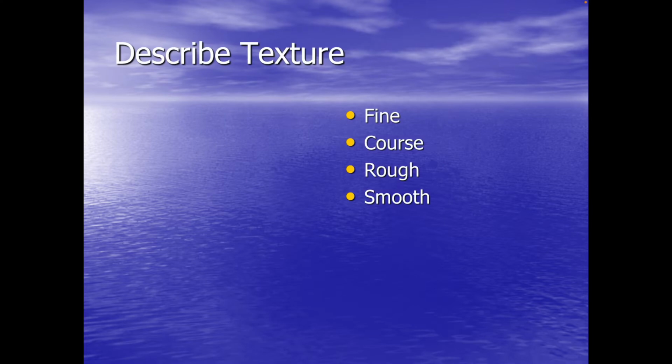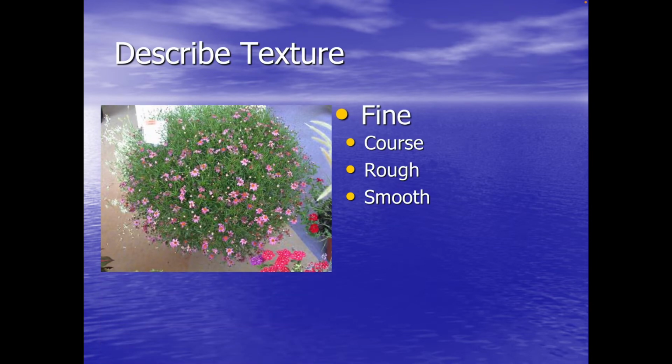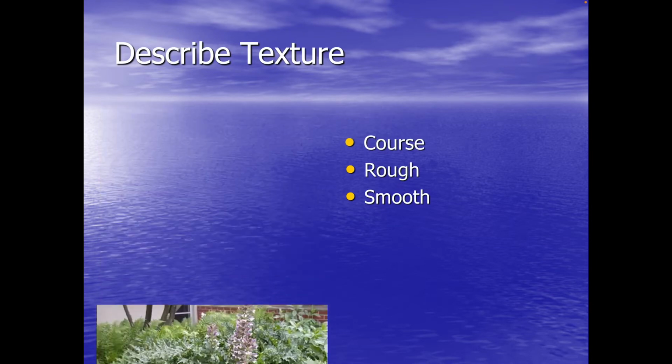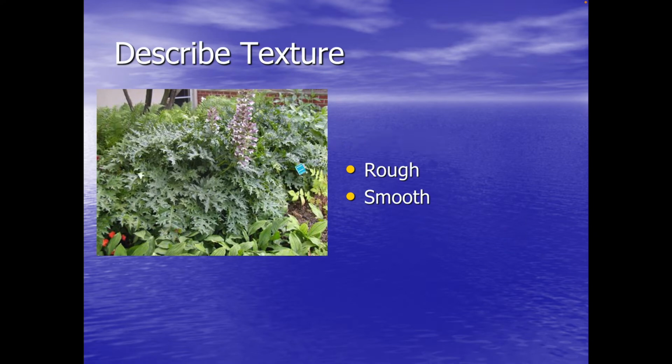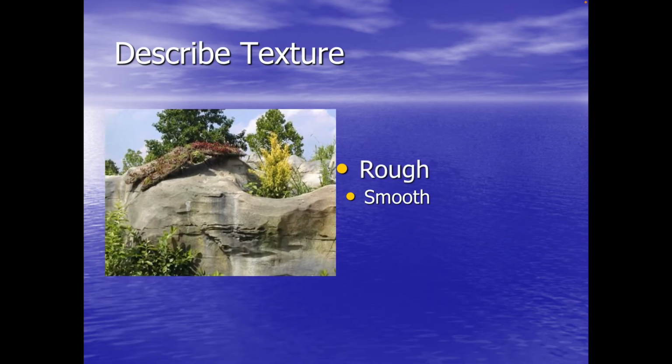So the words that we use to describe texture, we might say scratchy or smooth, fine, coarse, rough. There's lots and lots of different words that you might use to describe things. So that could be a fine texture, a very coarse texture, smooth texture. But again, texture is going to depend upon where we're talking about.